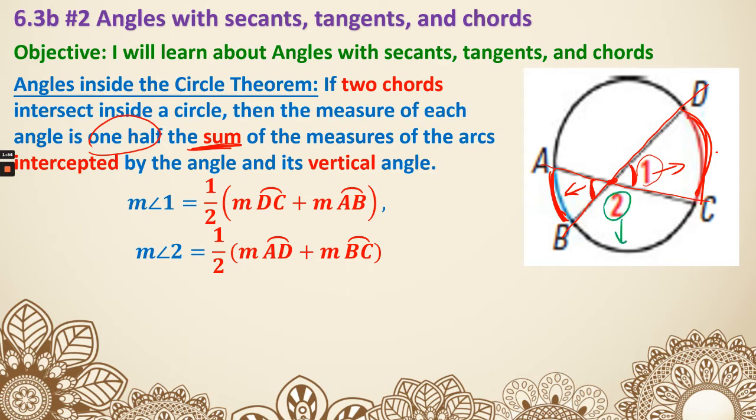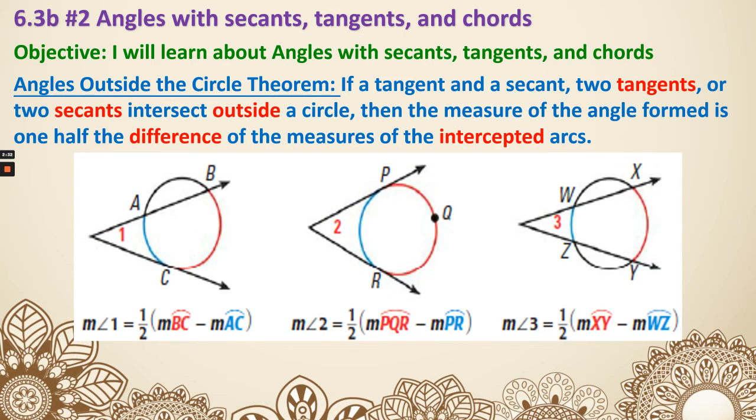Angle 2 is facing this arc, and its vertical angle is facing that arc. So we are going to add these two arcs together and do 1/2 of it. That's why you can see right here, angle 1 is half of arc CD and arc AB added together. Angle 2 is half of arc AD and arc BC added together. So that's when angles are inside the circle. As you may notice, again, we are involving the number 1/2. And we are also involving the arcs that's being generated by the angles that we're focusing on. In other words, the arcs that the angles are facing.